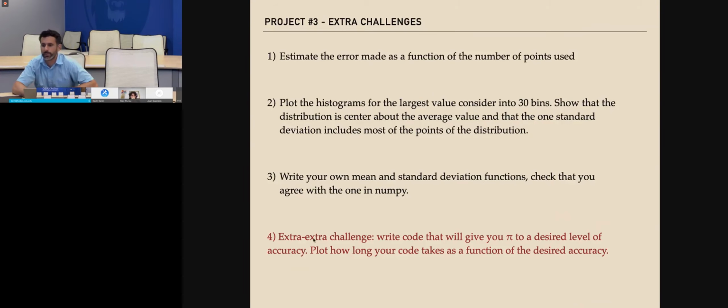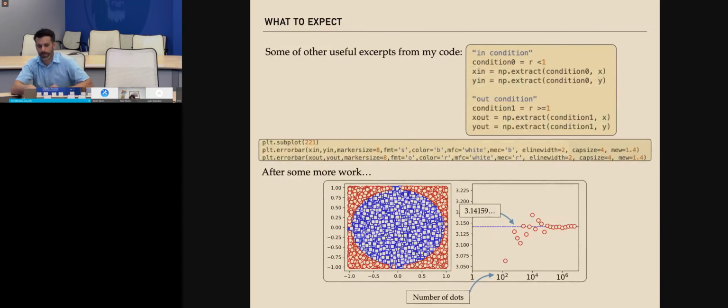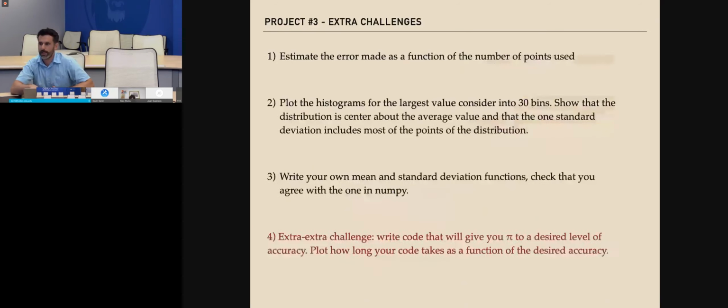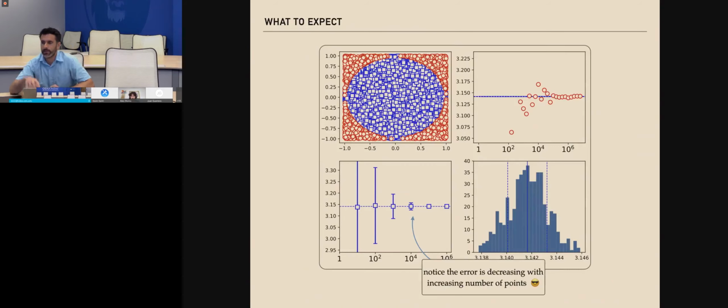And then here's an extra challenge. Write down code that will give you pi to a desired level of accuracy, and plot how long your code takes as a function of the desired accuracy. So if I ask you, I want eight significant figures, can you write a code that gives me eight significant figures? And how long does your code take to calculate those eight significant figures? And so forth, okay? And so this is what I expect.